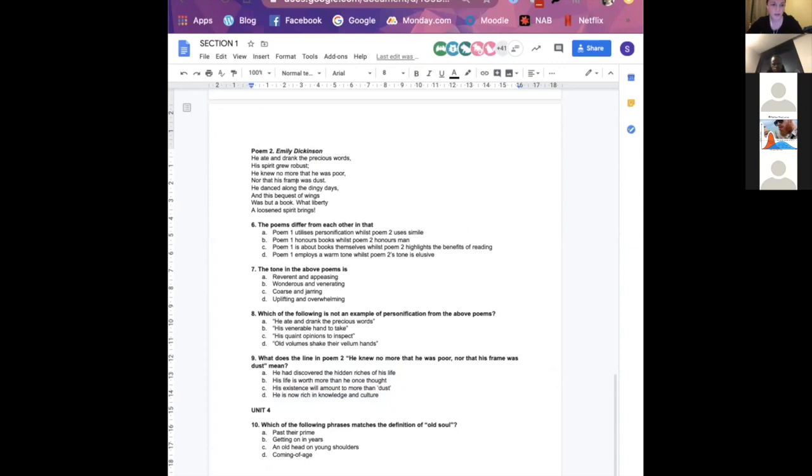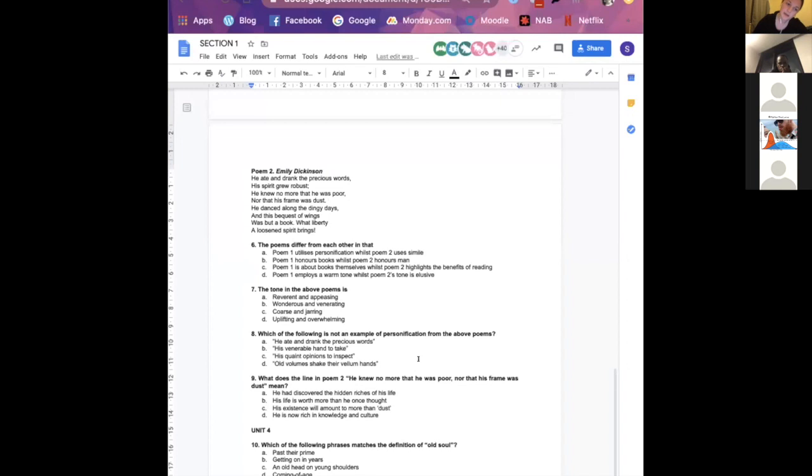Does the question imply that he knew he was poor and his frame was dust? Yes, it implies that he already knew, or believed, or knew it in the past, because it says he knew no more that he was poor. So it shows that this was a once held knowledge or belief about himself, which he's now disputed with new knowledge. Cool. All right, and then just to go back to the tone in the above poems.